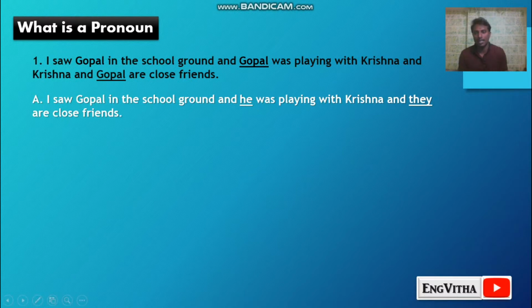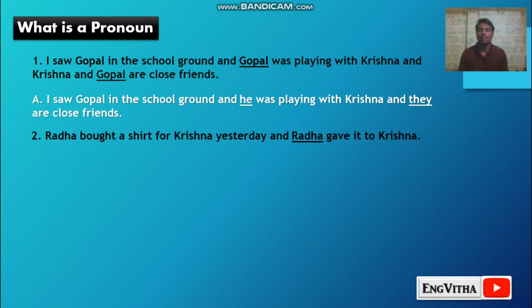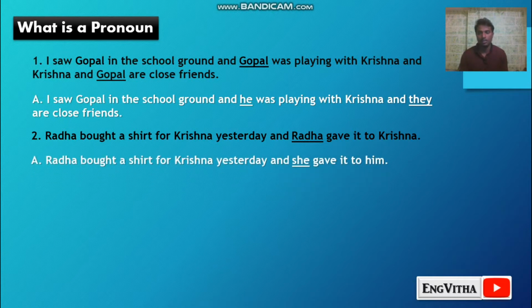And to get more clarity on where to use the pronoun, we will see another sentence also. Radha bought a shirt for Krishna yesterday and Radha gave it to Krishna. The revised sentence here is, Radha bought a shirt for Krishna yesterday. Here at first we mentioned the nouns Radha and Krishna. In the latter sentence we replaced the nouns Radha and Krishna with the relevant pronouns, that is, she gave it to him.